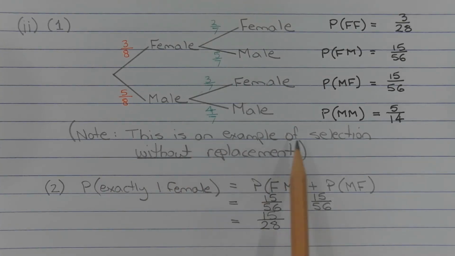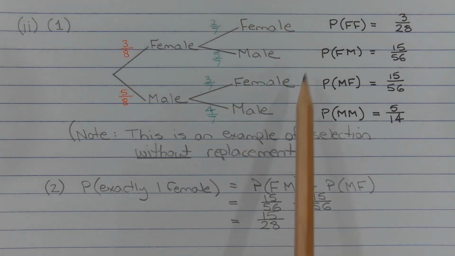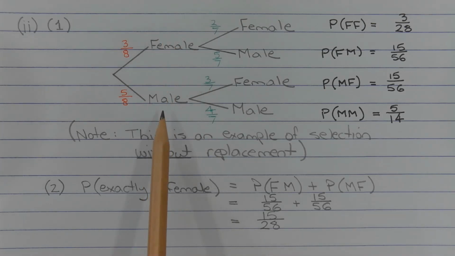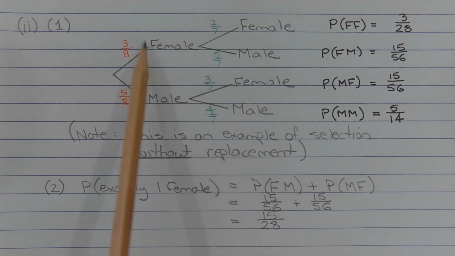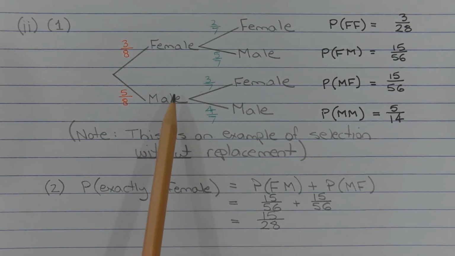Note that this is an example of selection without replacement. In other words, the outcome of the second selection is affected by the outcome of the first selection, since the number of people on the island is reduced by 1 after the first selection. So let's consider the first selection. The probability of a female being chosen is 3 out of 8, and the probability that a male is chosen is 5 out of 8.